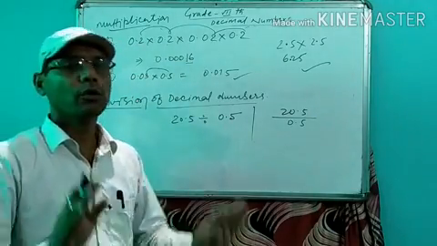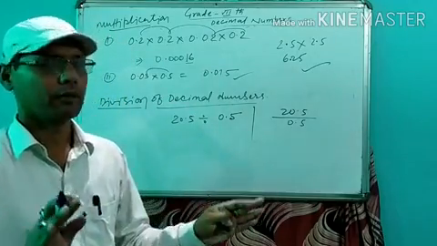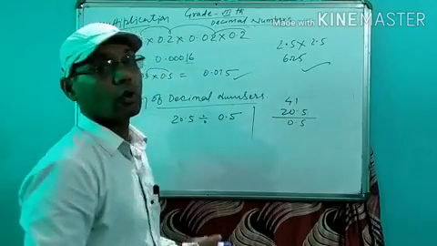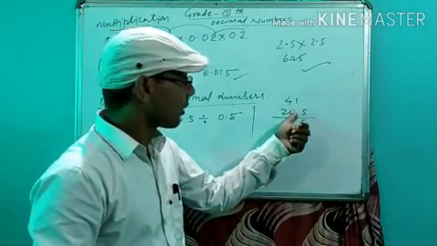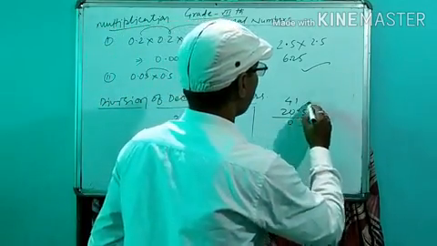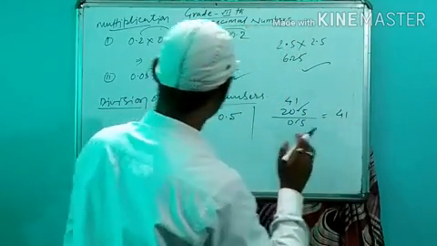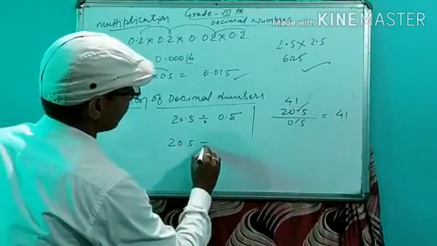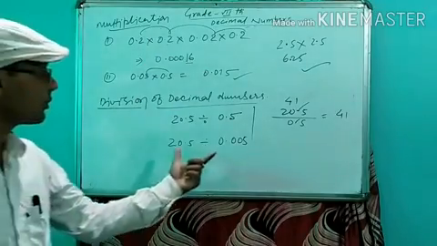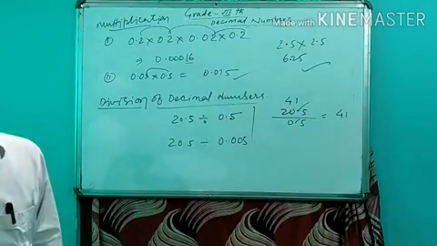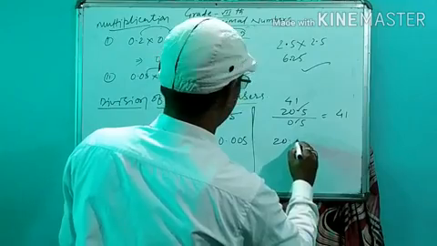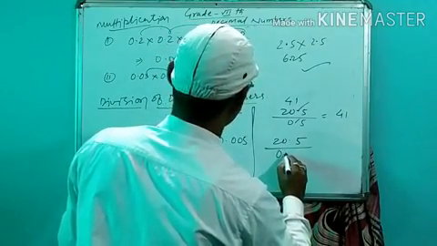At first, you know how to divide. Simply divide: 5 fours are 20, 5 ones are 5. Now we have to think about the decimal. Here the decimal is before one digit, and here also the same, so we will remove it. That is 41. Now suppose here is 20.5 divided by 0.005. There is a difference in the decimal part, like 20.5 by 0.005.